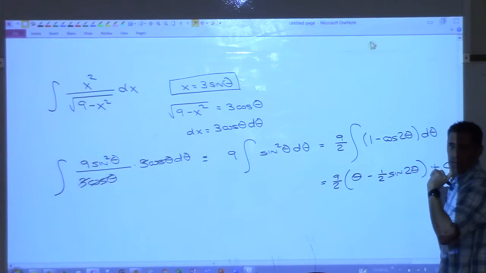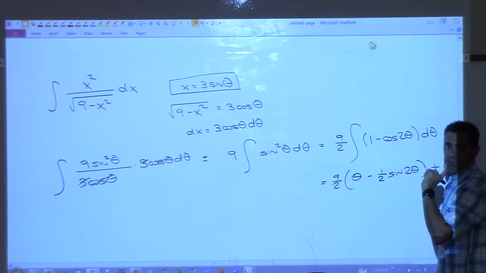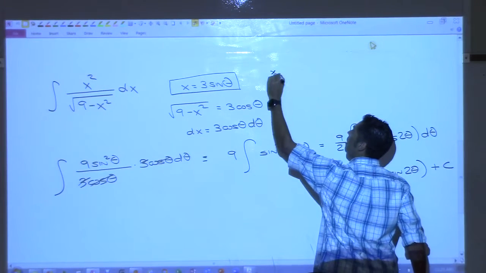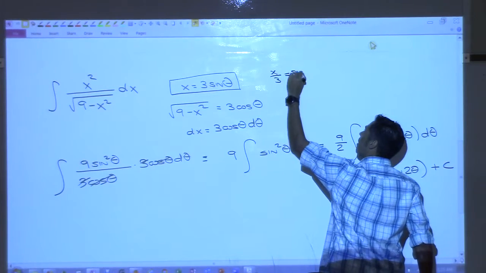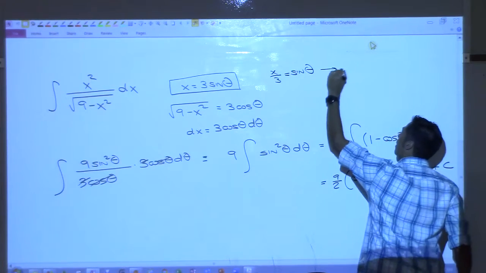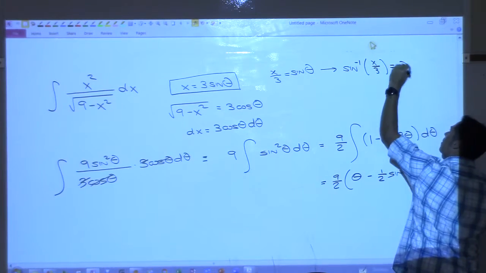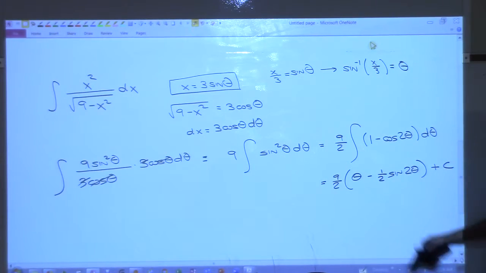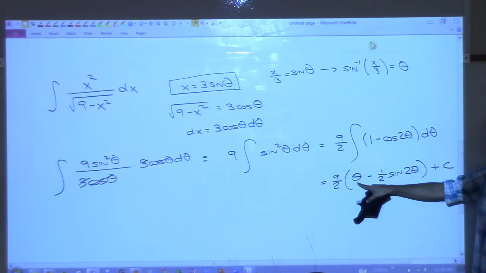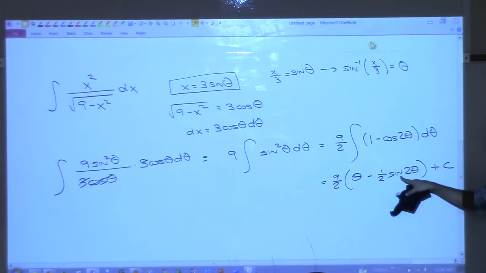Because you can't have that 3 there on the right. So this is the same as x over 3 equals sine theta. And now do arc sine. So arc sine of x over 3 equals theta. Good? Okay, so I can replace this with arc sine of x over 3, or 1/3 x if you like that. But then I have to figure out what sine of 2 theta is.